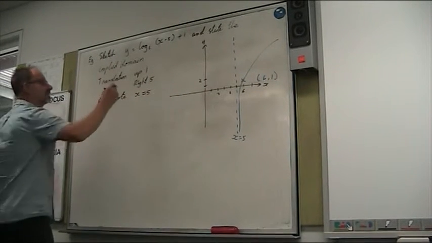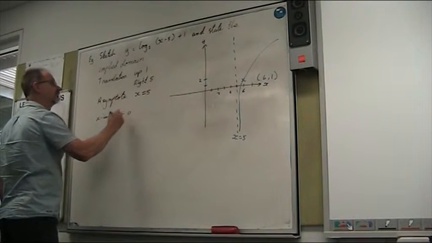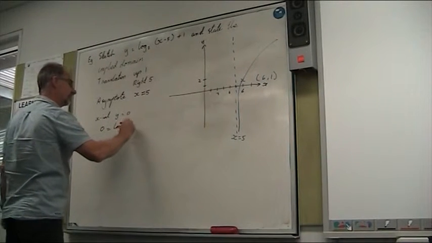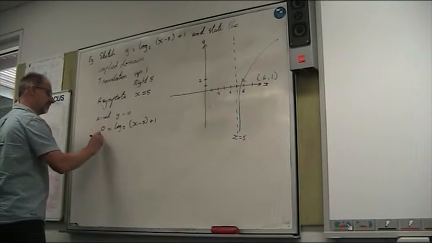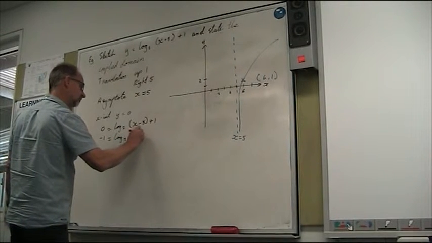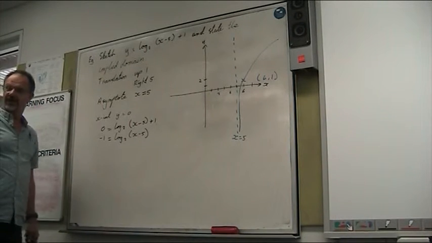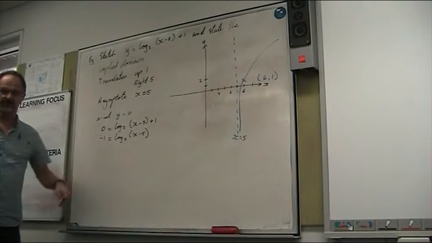So if we find the x-intercept, y equals 0, so 0 equals log to the base 2 of x minus 5, plus 1. Take 1 from both sides. Rewrite that as an exponential equation. So what's the exponential equivalent?